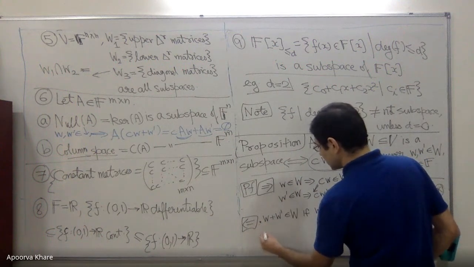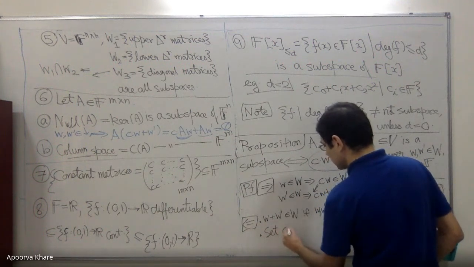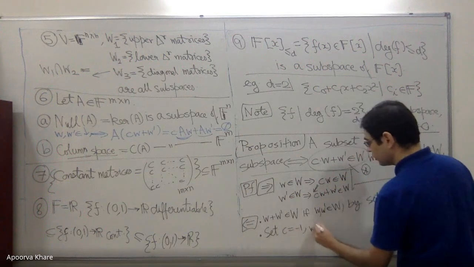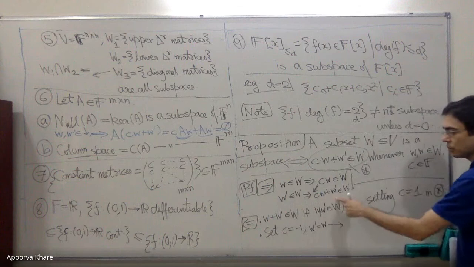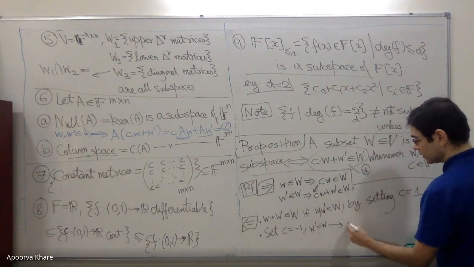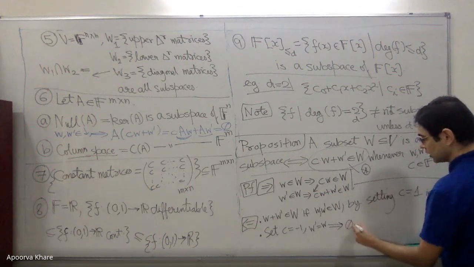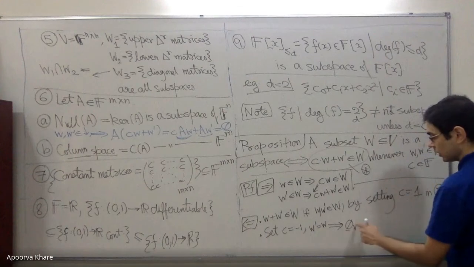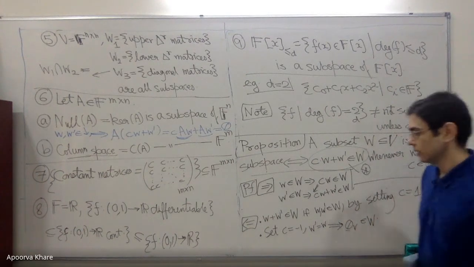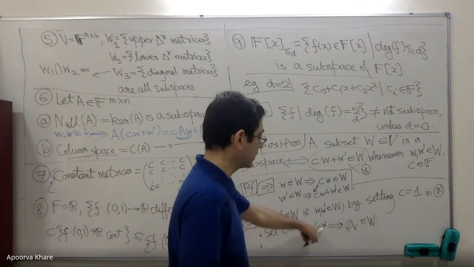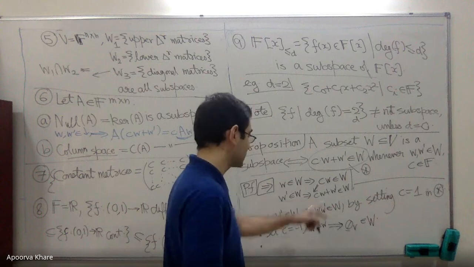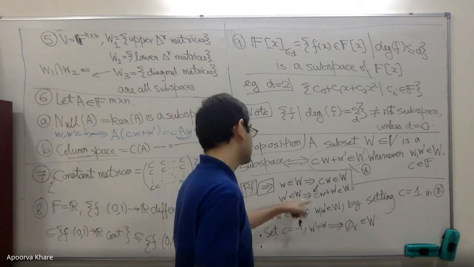Similarly, set C equals -1 and W prime equals W. What do we get? We get minus W plus W equals 0 belongs to W. So it implies the zero vector of V, the origin in the vector space V, belongs to W as well. Then now set C equals 0.